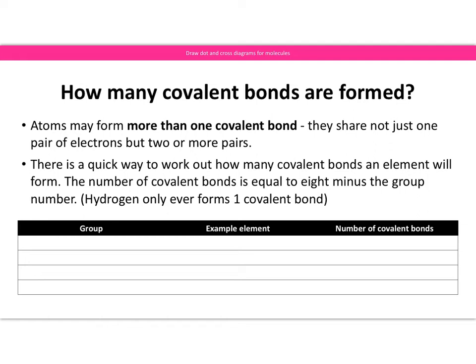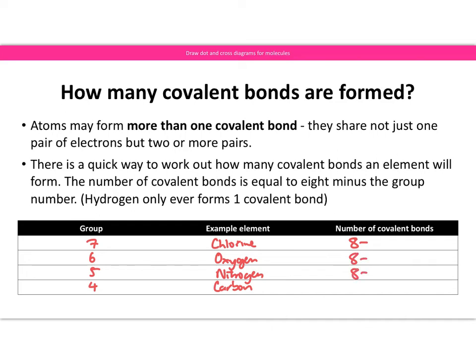So there is a quick way of working it out. We can put those 4 groups: group 7, group 6, group 5, group 4. Let's have an example element in each. Let's have chlorine for group 7, oxygen for group 6, nitrogen for group 5, and then carbon for group 4. And then to work out how many covalent bonds each needs, we just have 8 minus the group number, right?